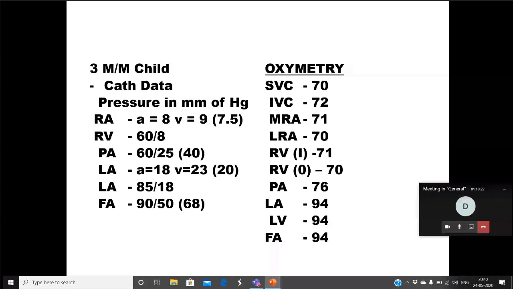Yes. RV systolic is 60 and diastolic 8, sir. So there is no obstruction across the tricuspid valve. Very good. And you should mention right here: RV systolic pressure is elevated, sir. RV diastolic pressure is normal, sir. No, upper limit of normal. Usually it is around 5 to 8, but 8 can be taken as the upper limit of normal. Okay, right, very good. PA pressure? PA systolic pressure is 60, sir, and diastolic is 25 and mean is 40.